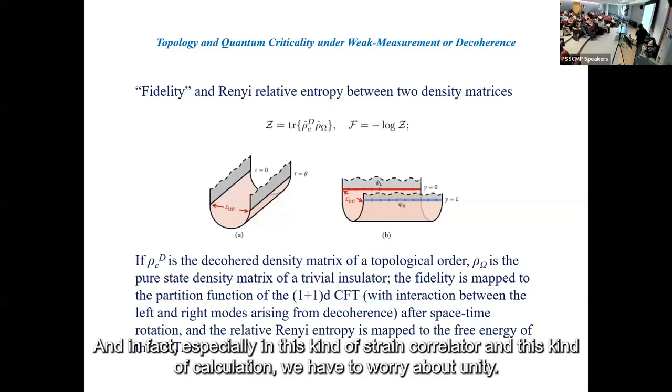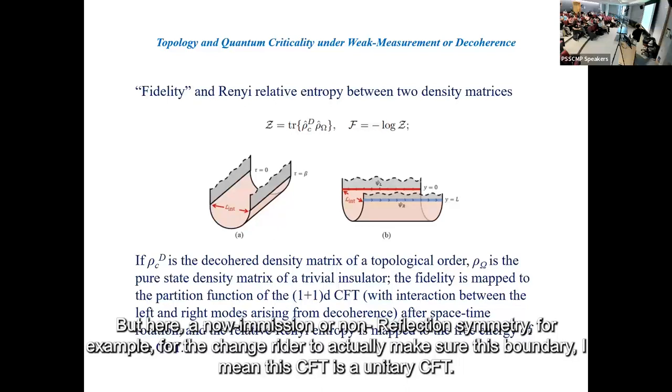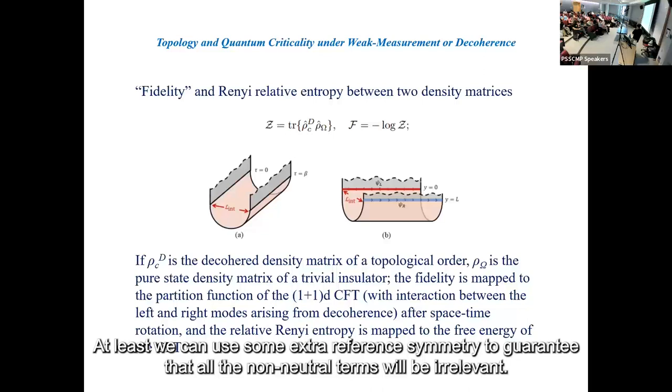It's not such a big worry when we calculate the first part of the talk, when we calculate the trace. Sometimes the non-Hermitian or non-intuitive thing cancels out when we take a trace, because we identify two boundaries. But here, a non-Hermitian or non-unitary thing can really emerge. So we need some extra reflection symmetry, for example, for the strain correlator to make sure this CFT is a unitary CFT. At least we can use some extra reflection symmetry to guarantee that all the non-unitary terms will be irrelevant.